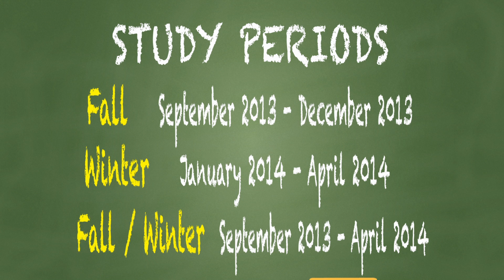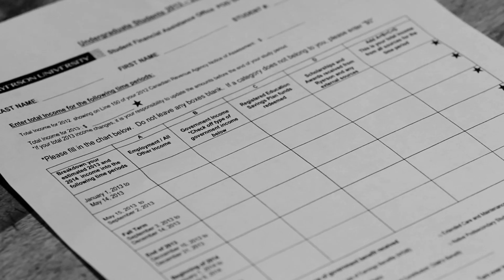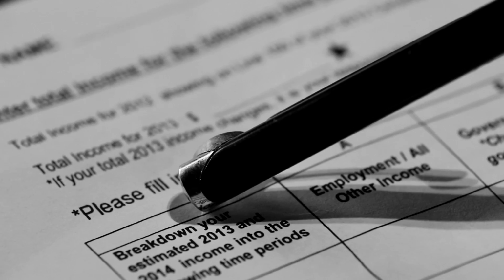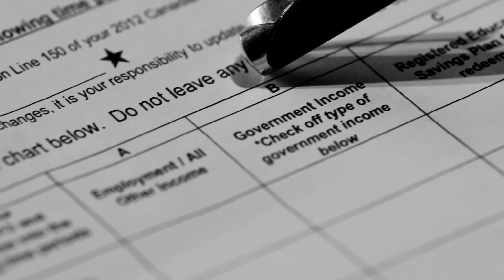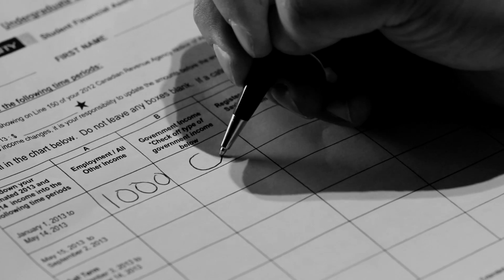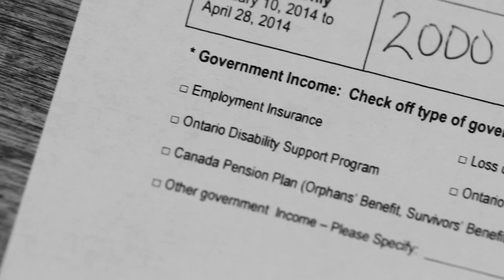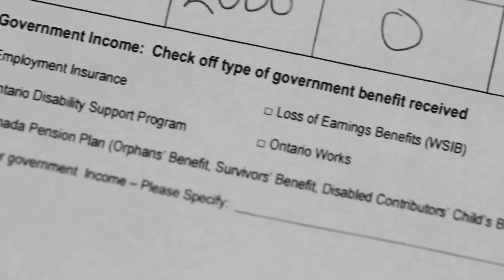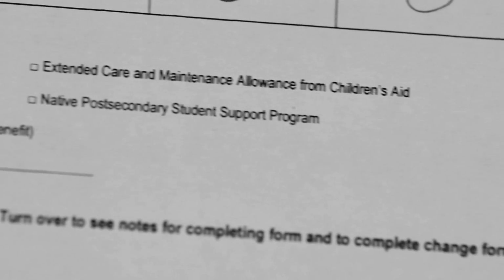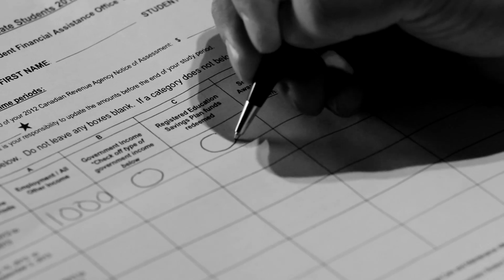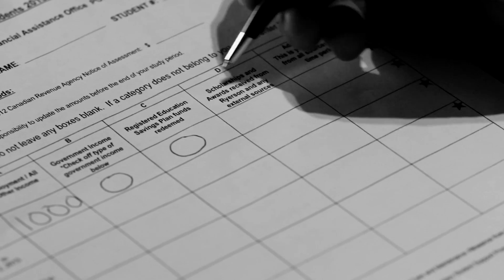So if you're studying from September to April, the fall and winter change form is the right form for you. When you're filling out the form, input the figures onto the form accordingly. Under employment income, you would report your employment income. If you're in receipt of government income, you would write in the amount of government income you're in receipt of, as well as indicating which type of government funding you're receiving. If you have withdrawn any RESPs for the current academic year, you would also input that information as well.